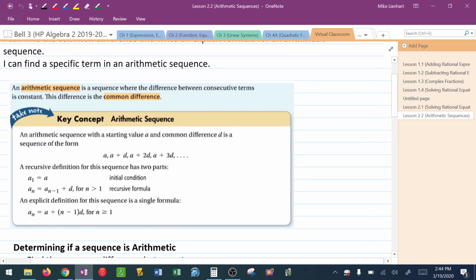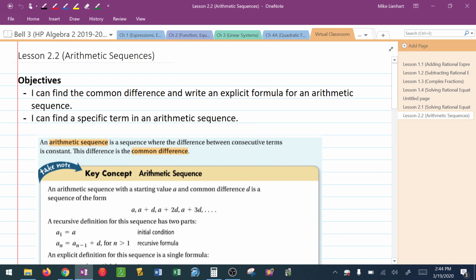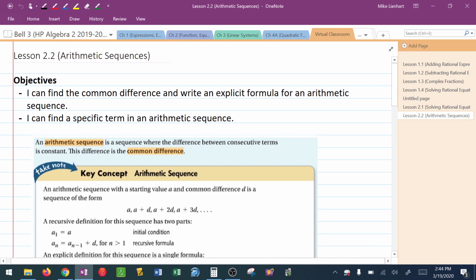This lesson is on what are called arithmetic sequences. Sometimes you'll hear it called arithmetic, sometimes you'll hear it called arithmetic sequences. But what they are is a set of numbers that go up by a constant value or go down by a constant value.